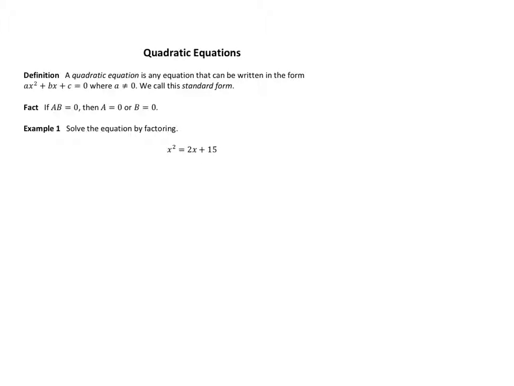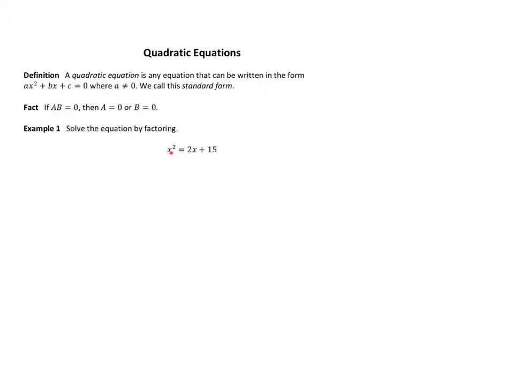Let's go over a couple of strategies for solving quadratic equations. Those are equations that are equivalent to something of the form ax squared plus bx plus c is equal to 0, where a itself is not 0. In example 1, I want to use a factoring technique to figure out the numbers that make this true. And there's probably going to be two solutions, as we've seen before with some basic quadratics.